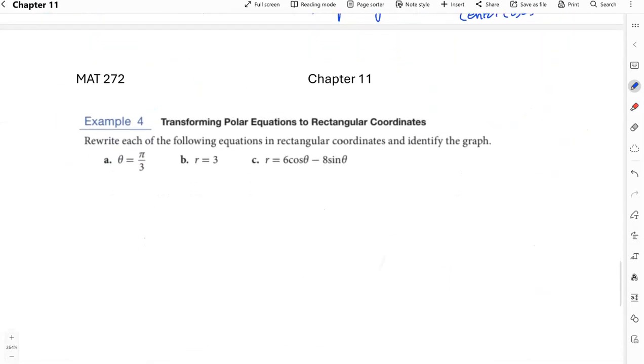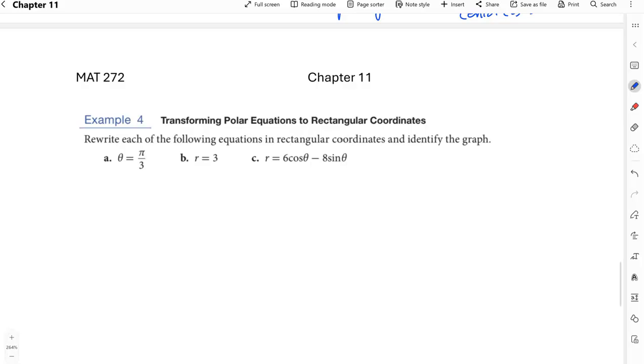So let's look at a few more. Let's say we want to rewrite each of these into XY notation. So going back to rectangular form. A says we're looking at theta equals pi over 3. So I'm going to start by taking the tangent of both sides. Tangent of theta is equal to the tangent of pi over 3.